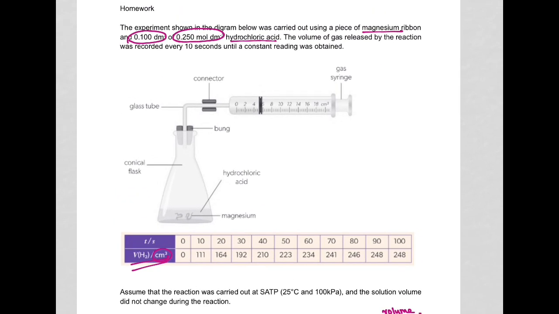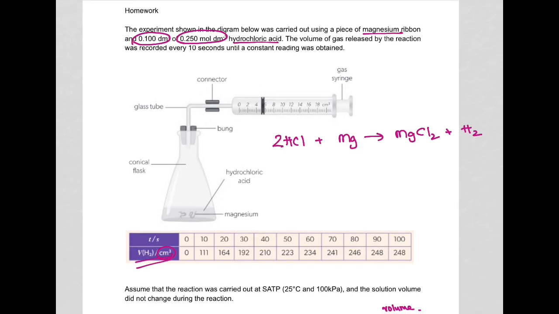Now, the first thing that we're going to do, we're going to write an equation, HCl plus magnesium, giving magnesium chloride and hydrogen gas, and then you balance the equation. That's the first thing we're going to do.